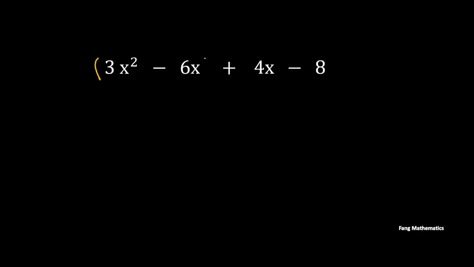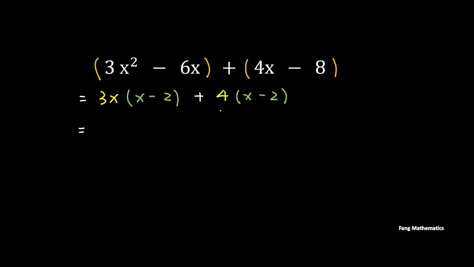The first step, you are to group two terms into a pair, and I believe you should have this. And then you are to factorize the highest common factor in each pair. I believe your first pair, you should factorize 3x, and whatever remains becomes x minus 2, plus remains as plus. And let's look at the second pair. I believe you can factorize a 4. And whatever inside should be x minus 2.